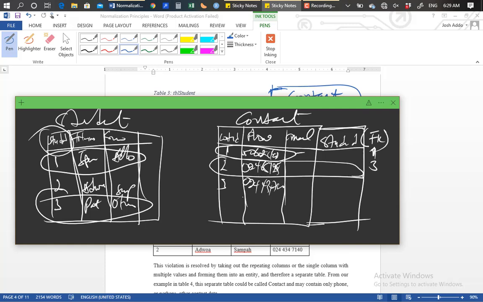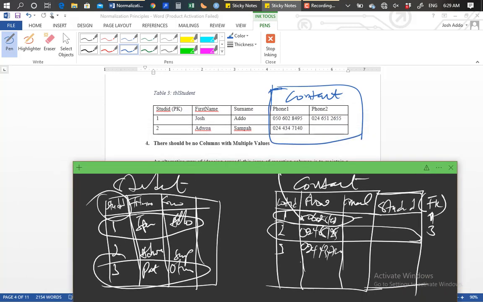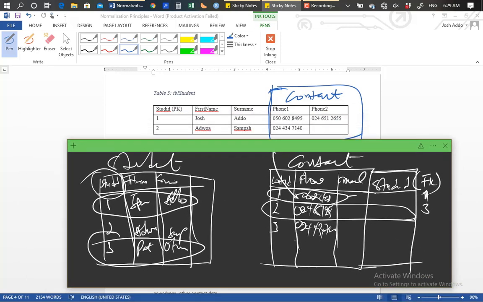So this is to give you an idea of how you resolve this violation of repeating columns. The way to resolve it is to break the table into different tables storing data on one subject matter, and then you link the tables. So that's how you resolve it.